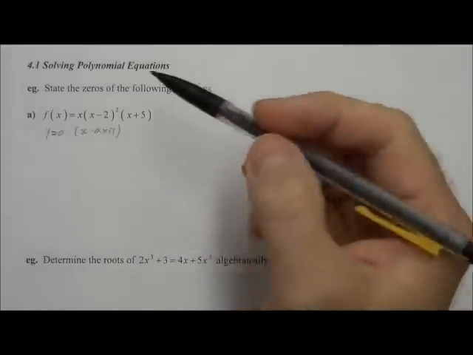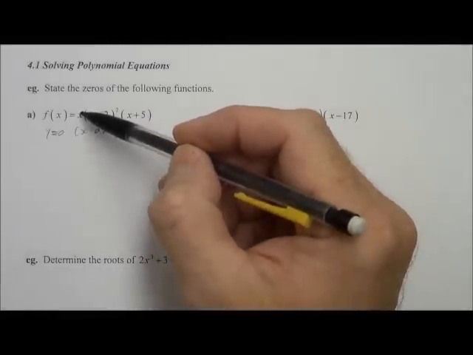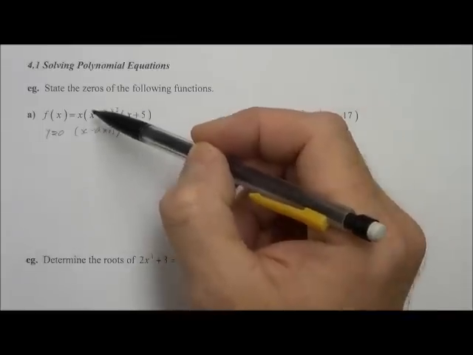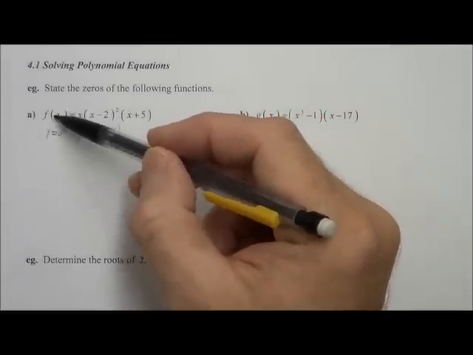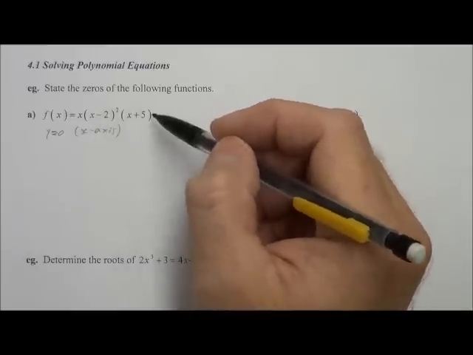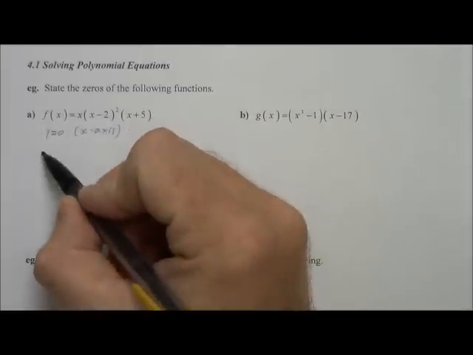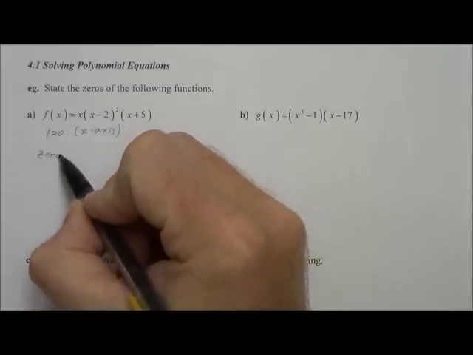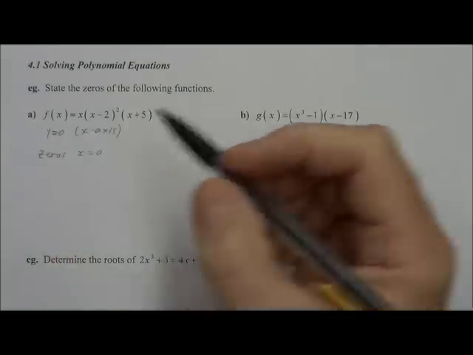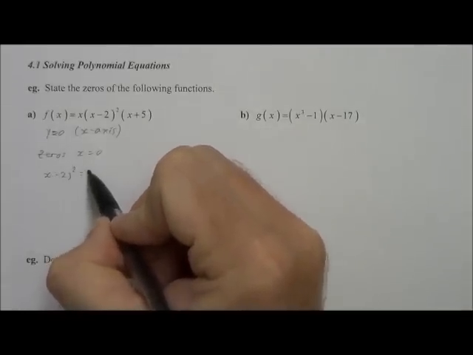So if this entire thing equals 0, and we're multiplying each of these different factors together and we get 0, that means that either x equals 0, or x minus 2 squared equals 0, or x plus 5 equals 0. For the zeros now, we see quite plainly that x equals 0. So that's 1, 0. x minus 2 squared equals 0.